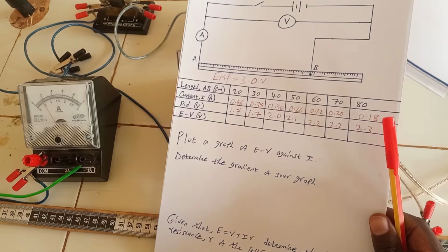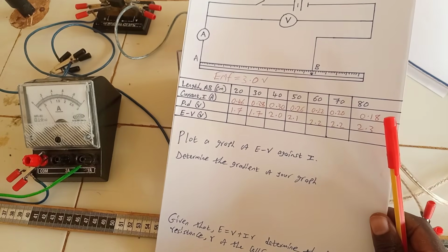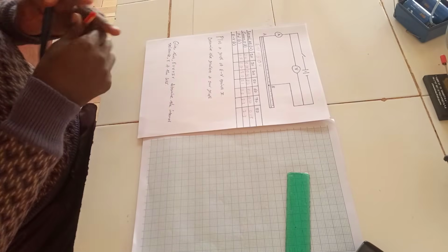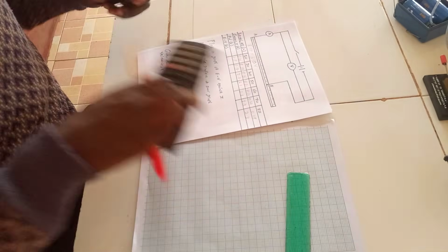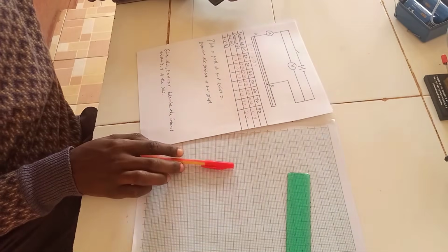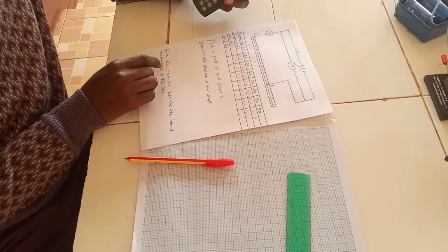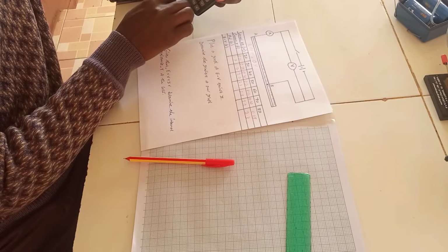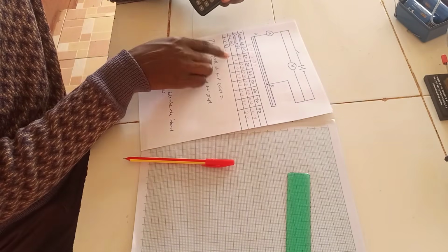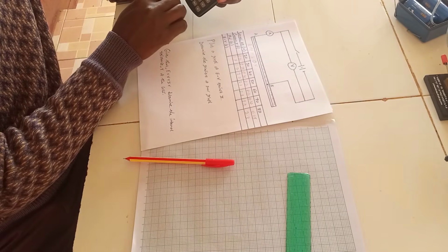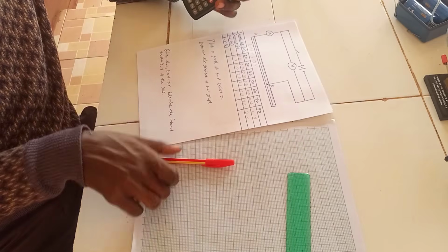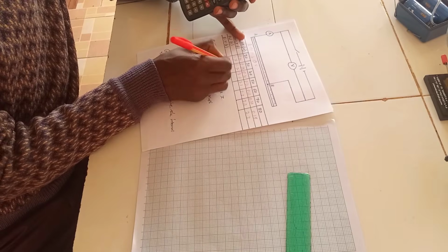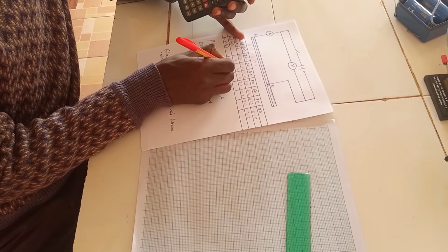For that practical, we are going to use these values to plot a graph. So we can now complete this table using the values we have obtained. Let's start with E minus V. The first one is EMF 3.0 minus V 1.7, that is 1.3. Similar case here, 1.3.